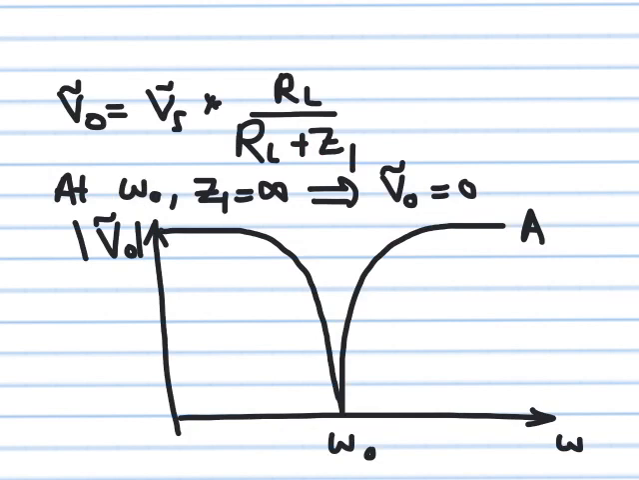So this circuit behaves like a notch filter. It picks one frequency and it kills the output at that frequency. While in the series resonance, it picked that frequency and allowed maximum current to go through at that frequency.